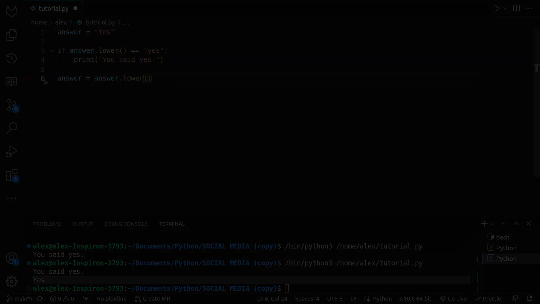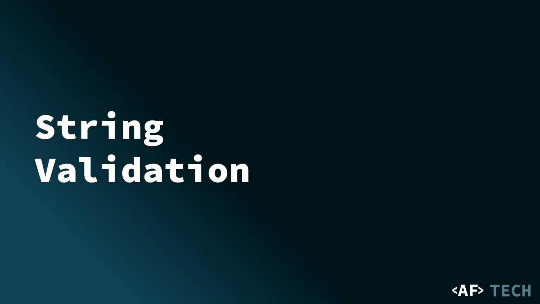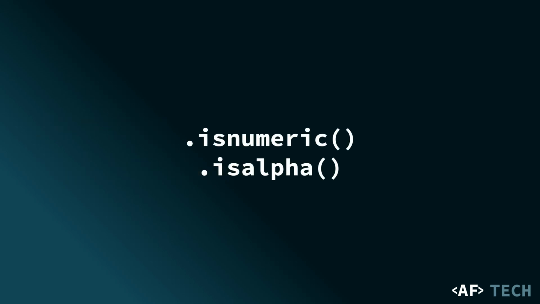Let's see an example that demonstrates the usage of string validation methods. We're going to be doing two of these in this video. We're going to be doing isnumeric and isalpha.